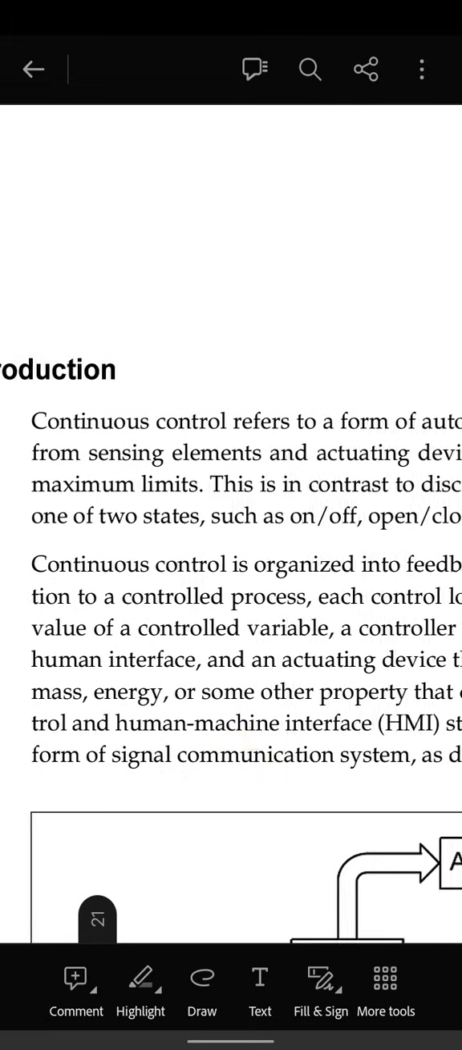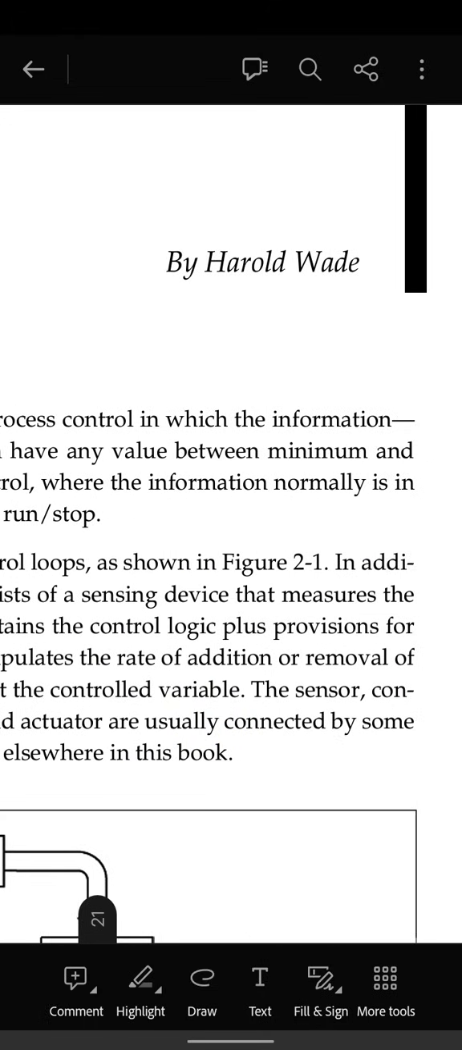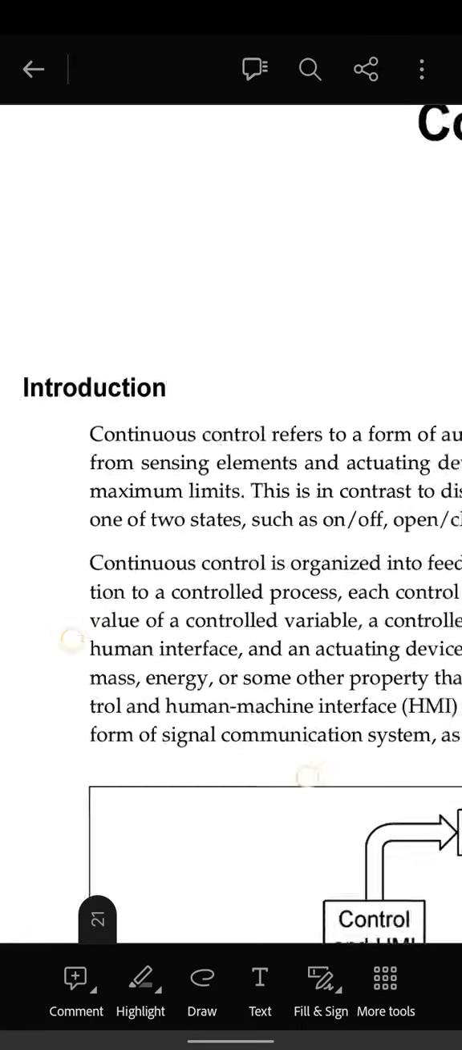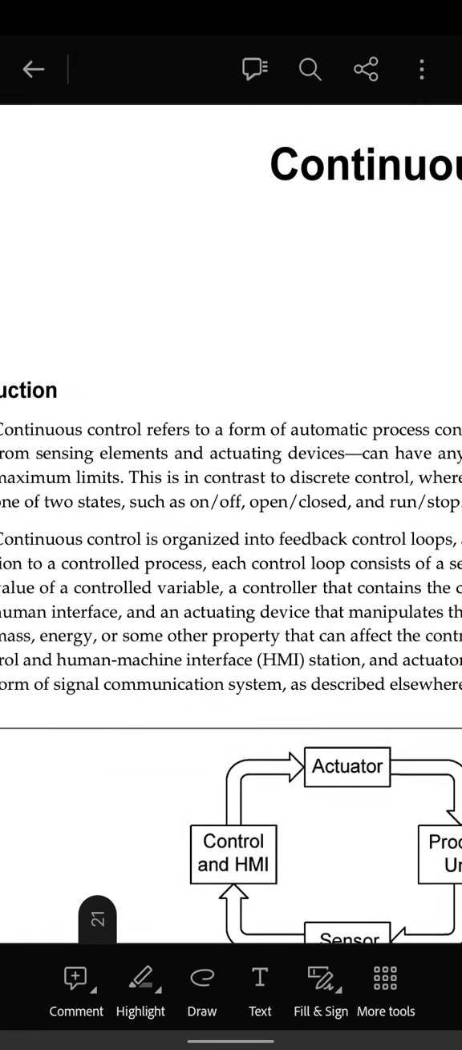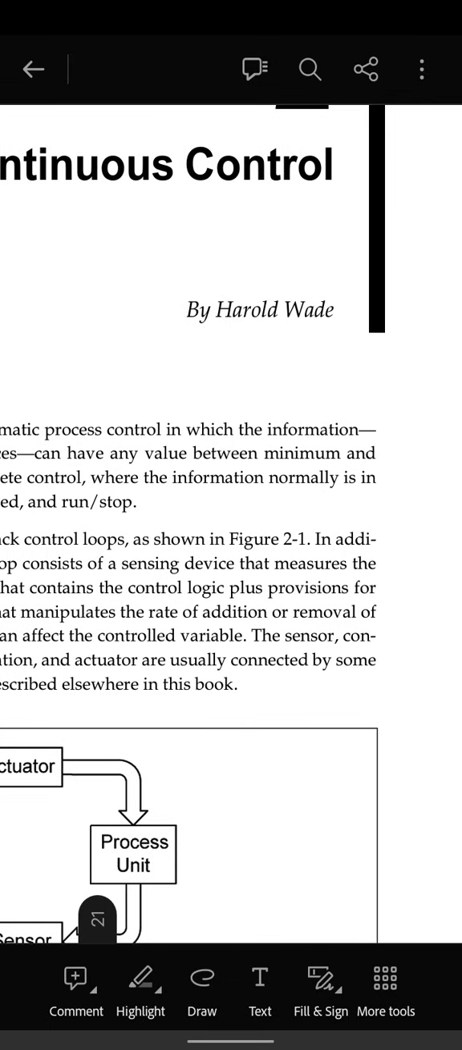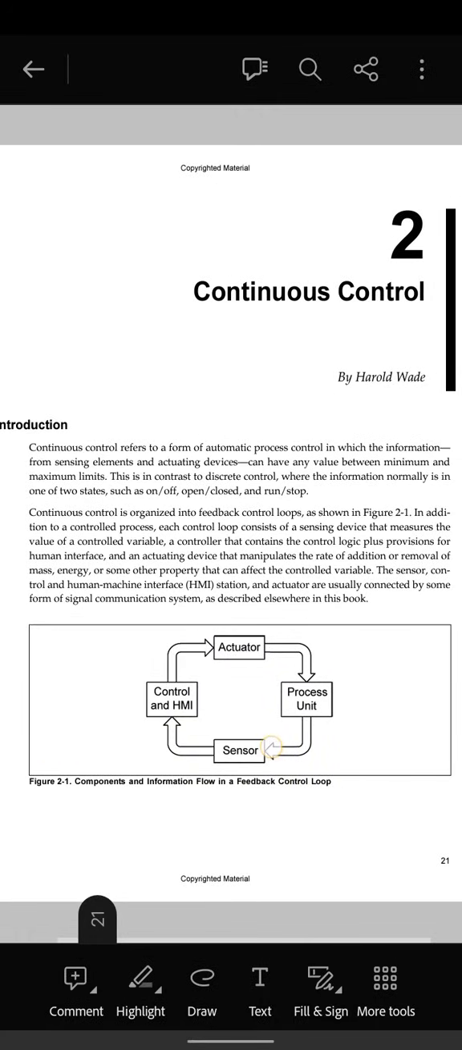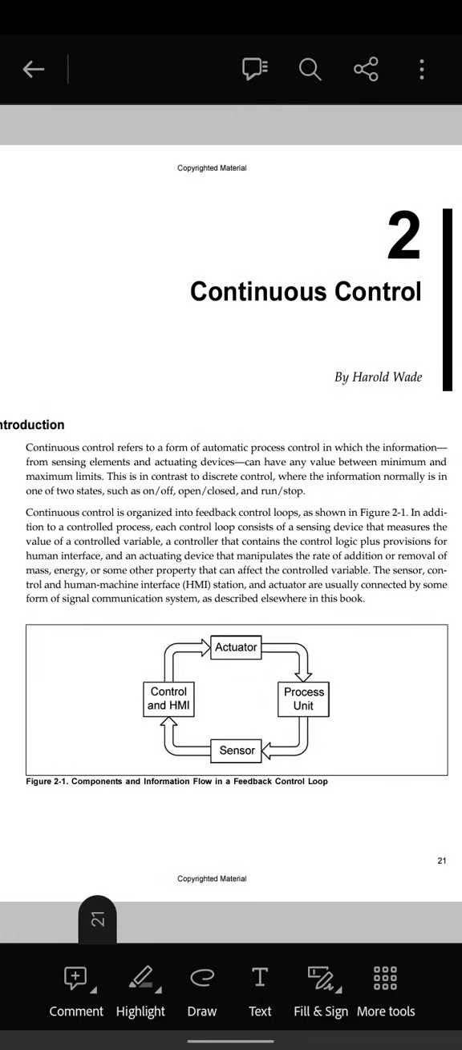Introduction. Continuous control refers to a form of automatic process control in which the information from sensing elements and actuating devices can have any value between minimum and maximum limits. This is in contrast to discrete control, where the information normally is in one of two states, such as on/off, open/closed, and run/stop.